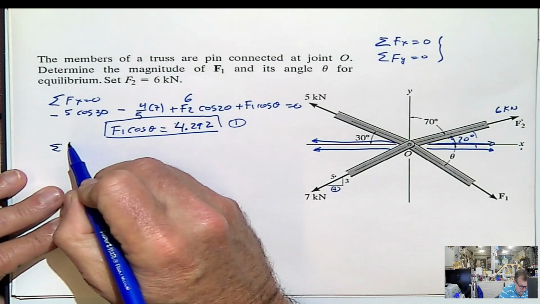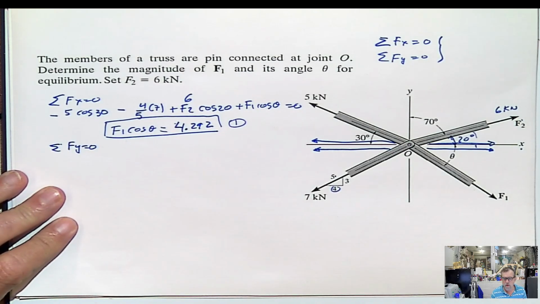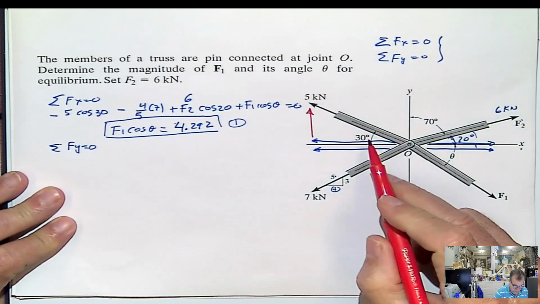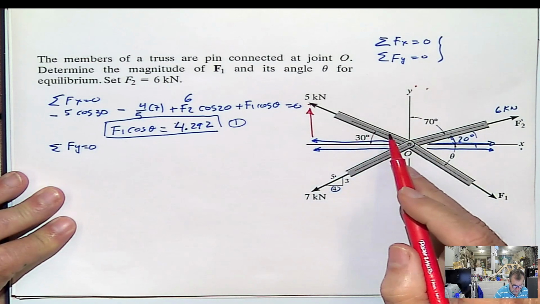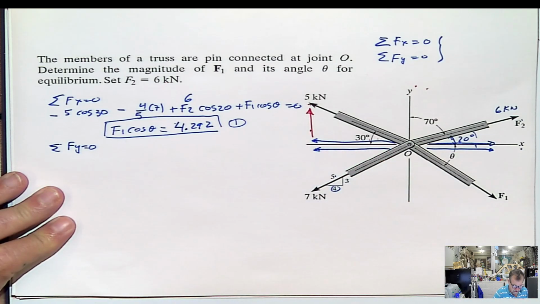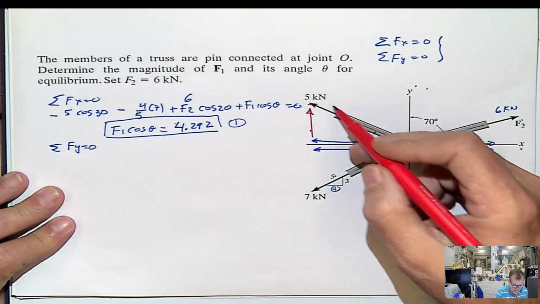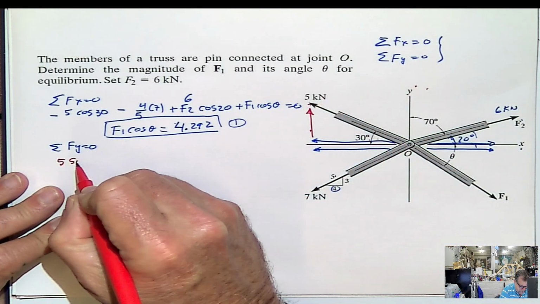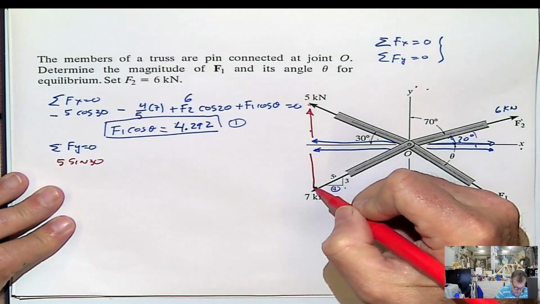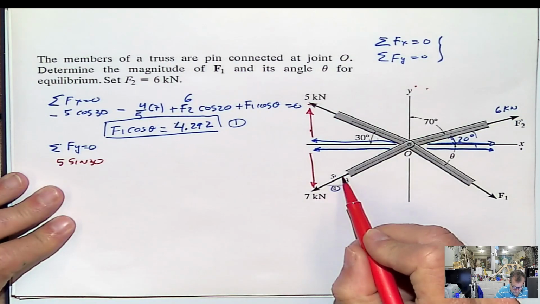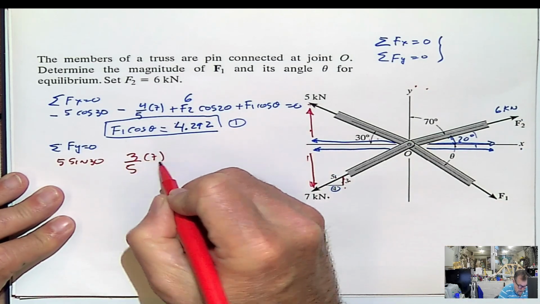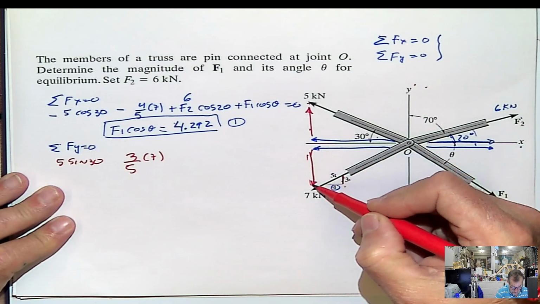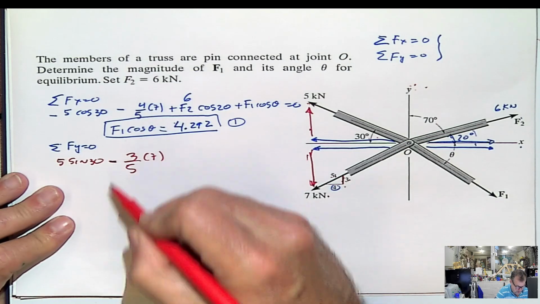Now we do the same thing for summation of forces in y. Summation of forces in y equals 0. And now we go with the other components. So we have this one, positive, points in the same direction of the positive y-axis. 5 sine because it's opposite the component that we are looking for. So it's going to be 5 sine 30. Let's go with this one. This is the component that is parallel, 3 over 5 times 7. However, it's pointing downward, which is the opposite of the positive, meaning it will be negative.